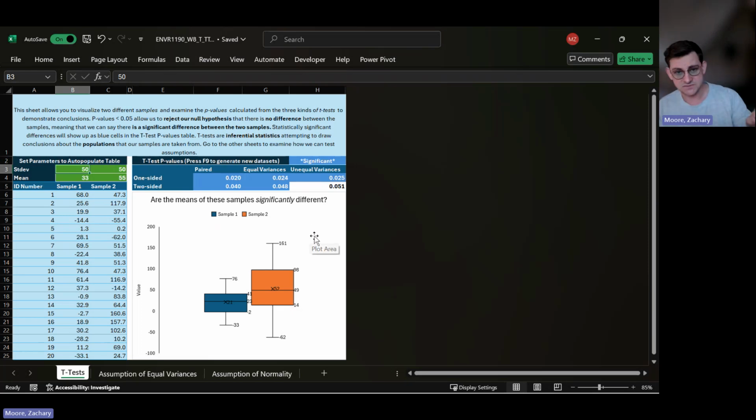So I want you to pause this video now, play around with this for a little bit, try and see if you can understand when it's saying that they're different, when it's saying that they're the same, based on changing between the standard deviation and mean values.